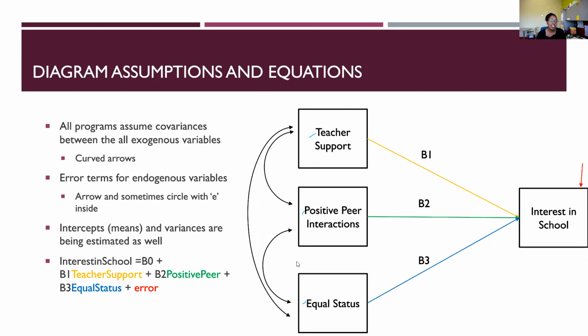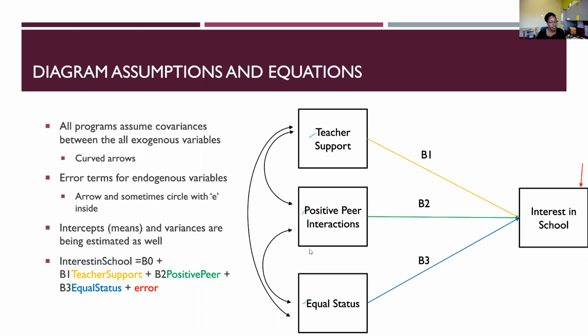You'll notice that this is exactly the same assumption that we have in regression. We just don't talk about it because you can't change it in regression. But in the regression model, you have 3 independent variables predicting 1 dependent variable. All of these are allowed to be related to each other. You'll see these curved arrows in the diagrams sometimes, but a lot of times you won't. Even if they're not there, if these are exogenous variables, they're related to each other.